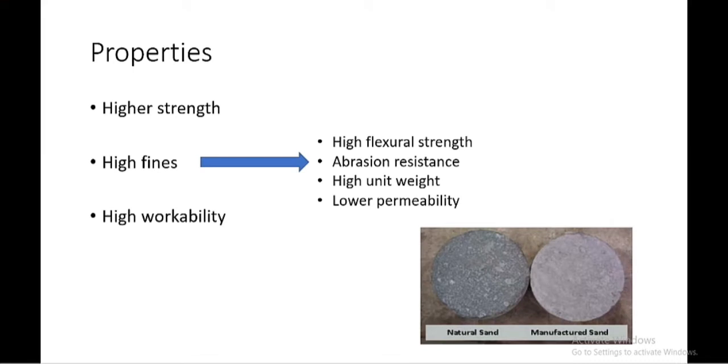Properties of manufactured sand in concrete. It gives higher strength and higher fines. High fines in the manufactured sand will induce higher flexural strength, abrasion resistance, high unit weight and lower permeability. It gives high workability to concrete as well.